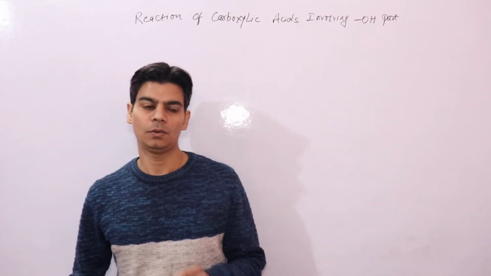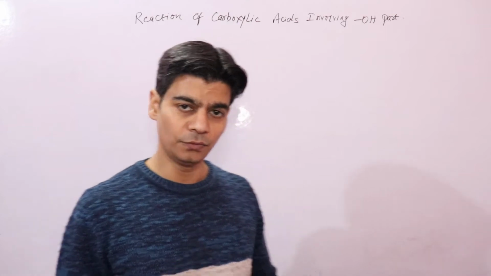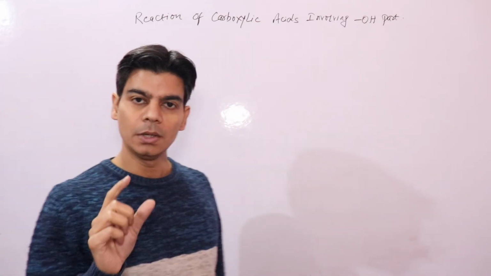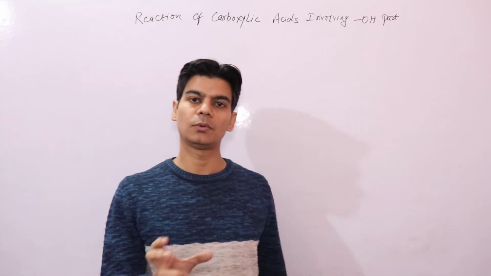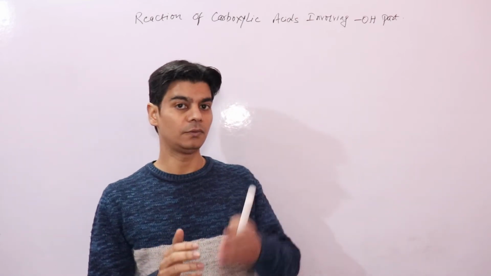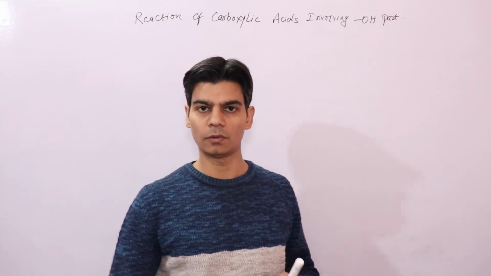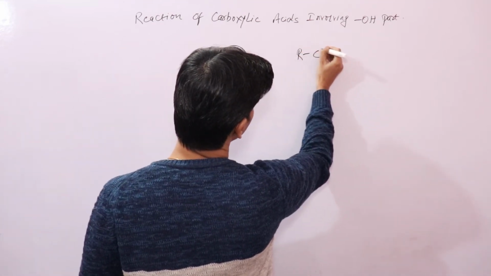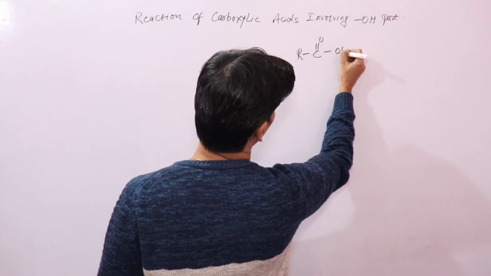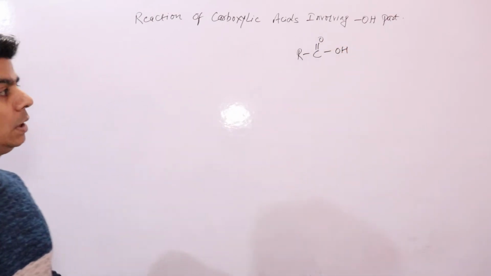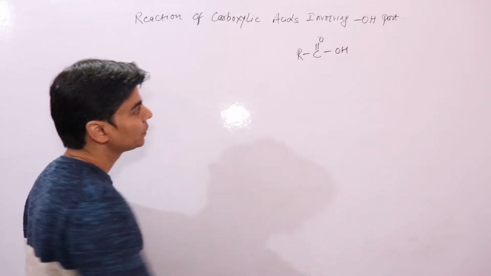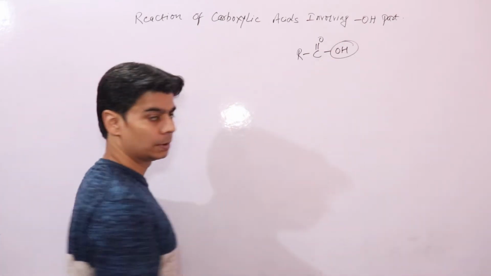Hello everyone. In today's lecture we will go through those chemical reactions of carboxylic acid where the OH part of carboxylic acid would be involved. Only the OH part would be involved in these reactions, right? This is how your carboxylic acid looks like. So in these chemical reactions that we would be doing in this lecture, your OH group would be involved, right?